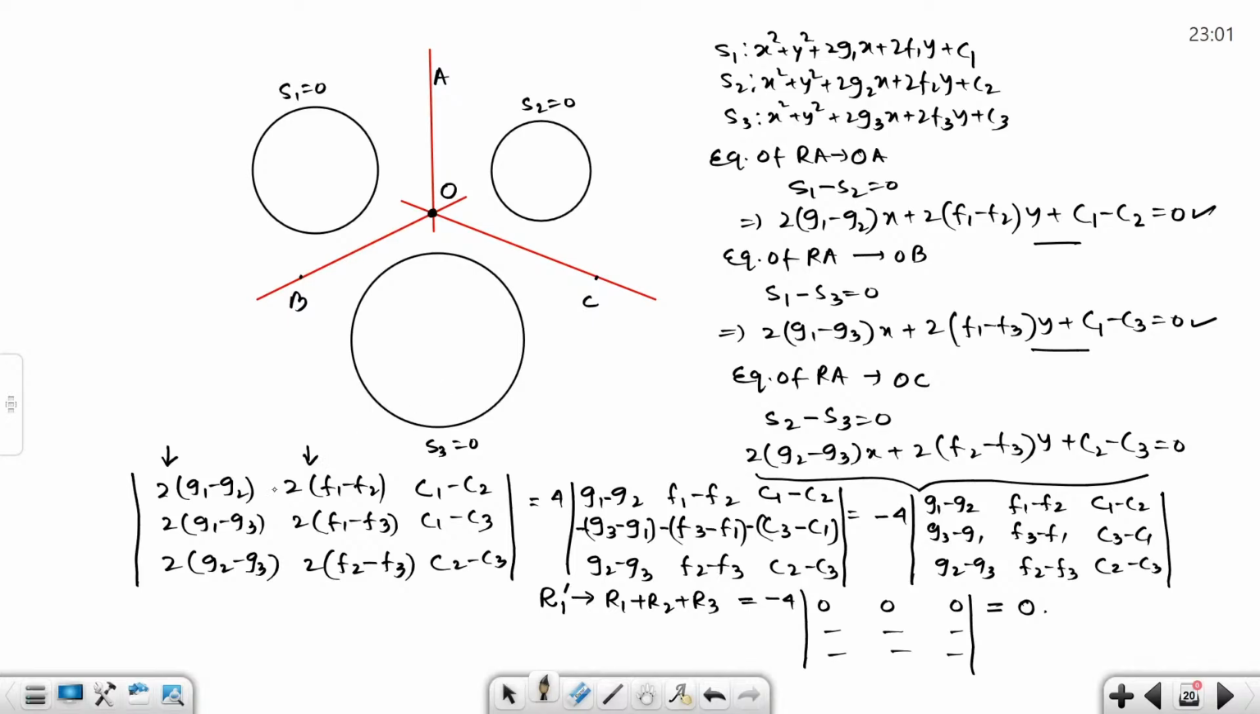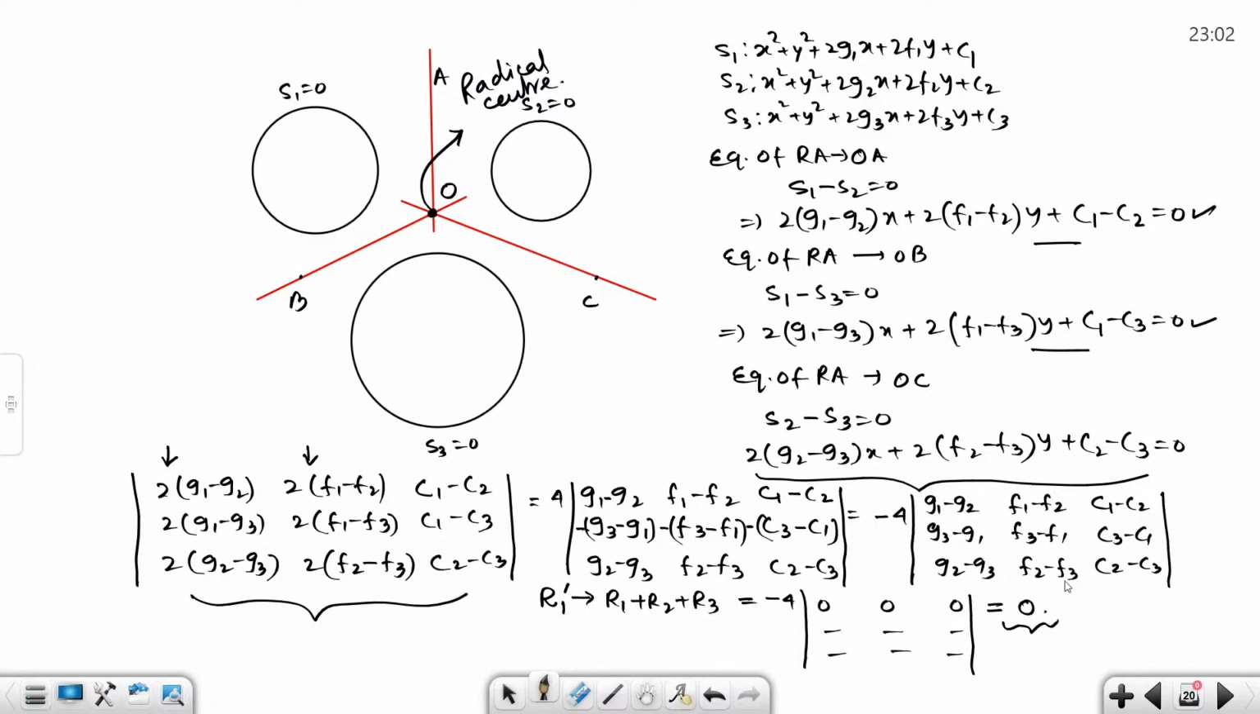So we have proved that the condition for concurrency is holding true. That is, the value of this determinant is coming to 0. It means that these three radical axes are concurrent. That is, they are meeting at a point. And this point is what I told you is called your radical center. Is this clear? Is this concept clear?